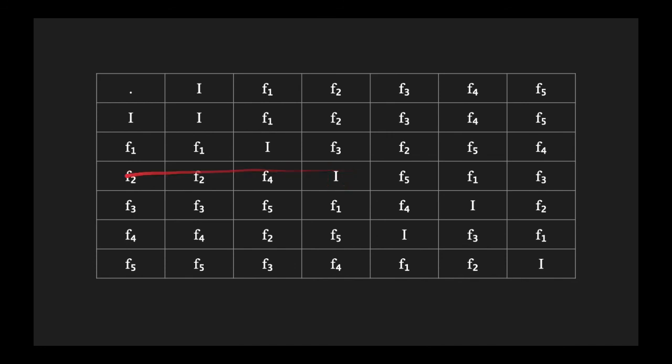Here the entry is I, so f2's inverse is f2. Now here the entry is I, so f3's inverse is f4. In the same way, f4's inverse is f3 because the entry here is I. Now f5's inverse is f5 because the entry is I. Hence we get the inverse of all the elements. Hence all four axioms are satisfied. Hence it is a group under the operation of composition. Okay, thank you.